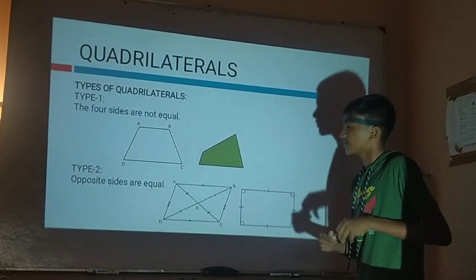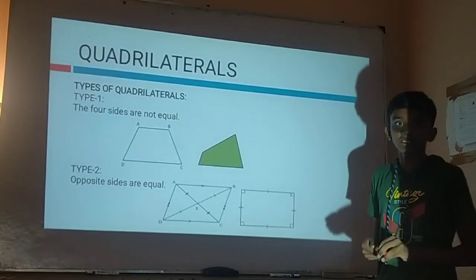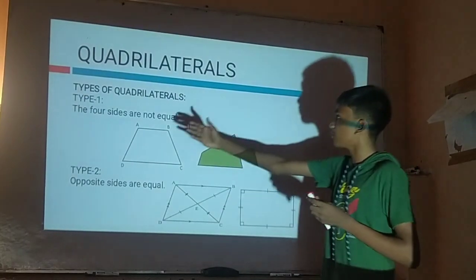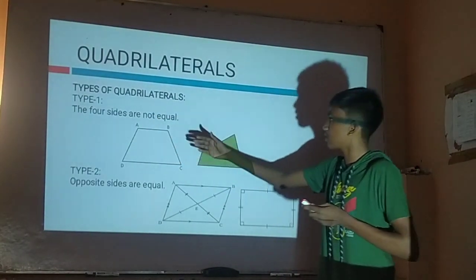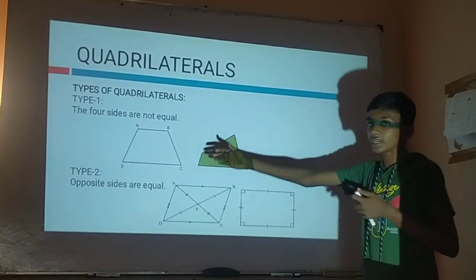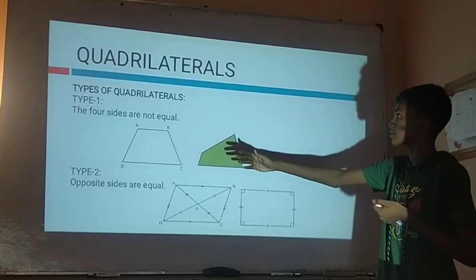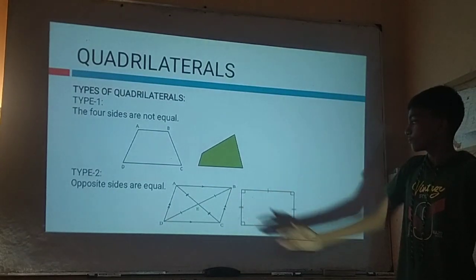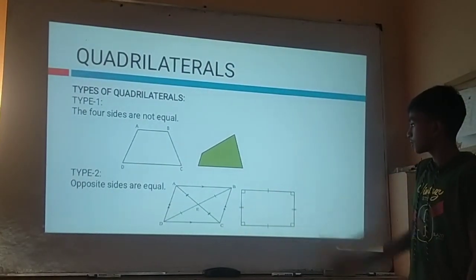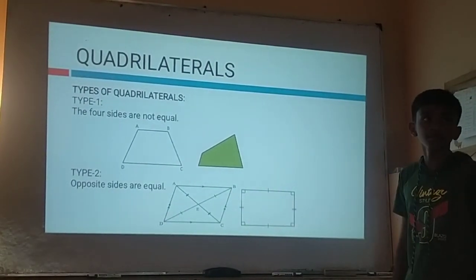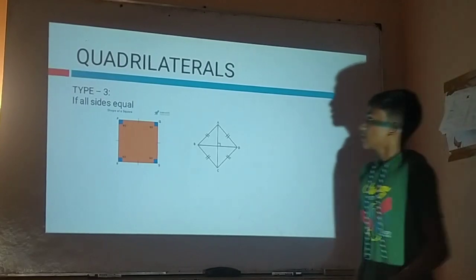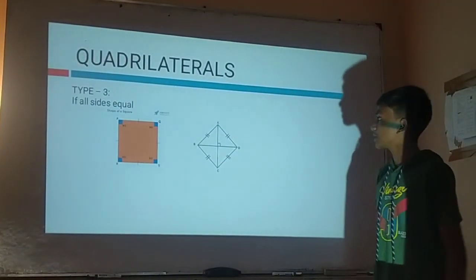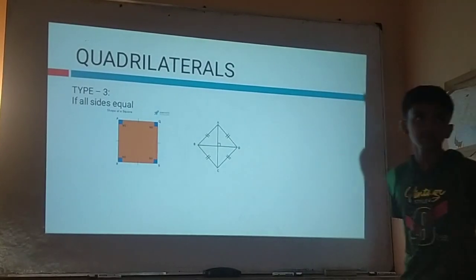So, we have discussed types of triangles. Now, let us discuss types of quadrilaterals. Type 1: the four sides are not equal. Some examples of the quadrilaterals of type 1. Type 2: opposite sides are equal. These are some of the examples showing a parallelogram and a rectangle. Type 3: all sides are equal in the quadrilateral. For example, a square and a rhombus.